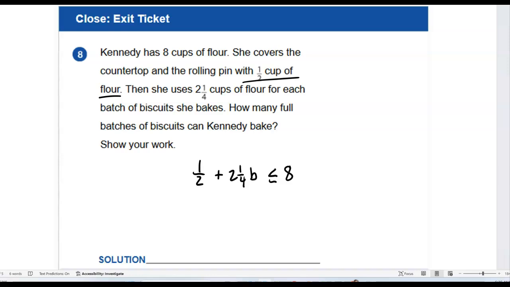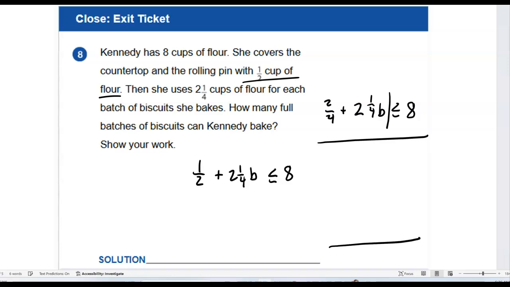And if I were you trying to solve this, I would rewrite this out as 1/2 plus 2 1/4 B, and I'm going to make this into fourths. So instead of saying 1/2, I'd say 2/4 plus 2 1/4 B is less than or equal to 8. And then you should be able to solve that by subtracting off 2/4 and then dividing by 2 1/4. Notice you probably won't have to flip the sign. You also want to make sure that you graph your inequality. Think about what this means. Is it open or closed circle, and which way should it point?